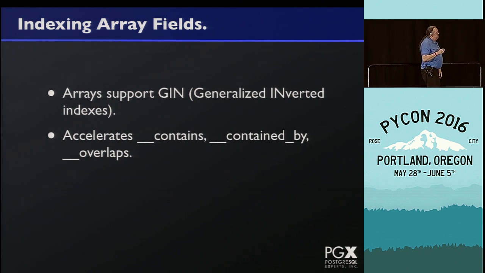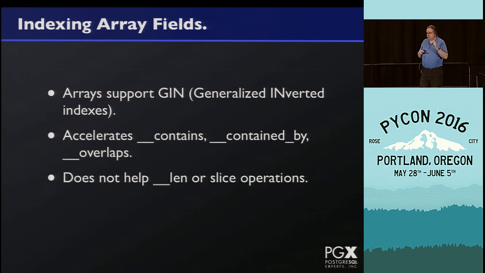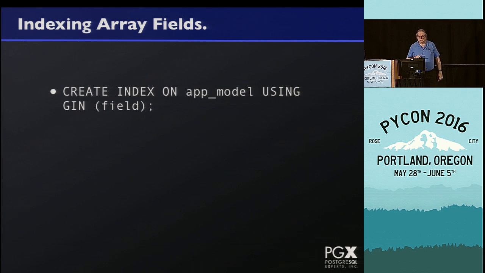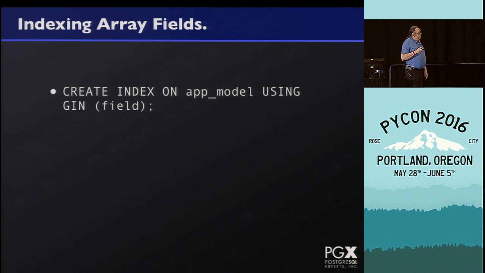If you have a GIN index, that'll accelerate contains, contained by, and overlaps on those fields. But it doesn't help with length or slice operations. To create one of these, you need a slightly different syntax: there's the table name, which is app_model in Django terminology, using gin, and the field. And that creates a GIN index on that field.